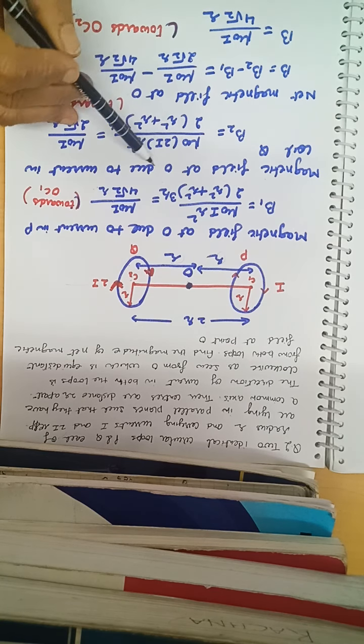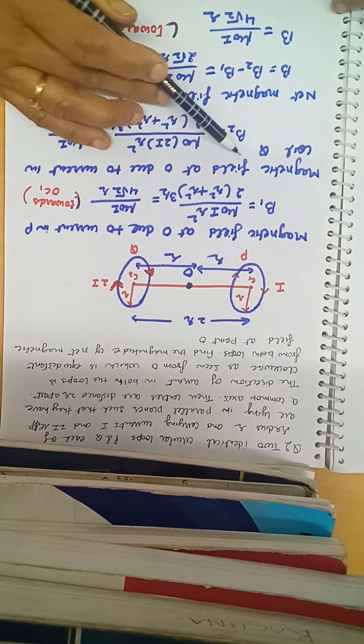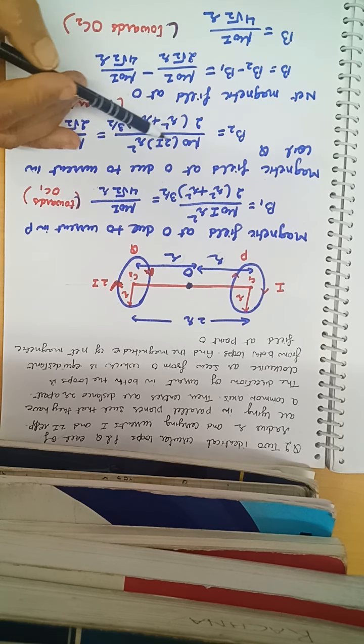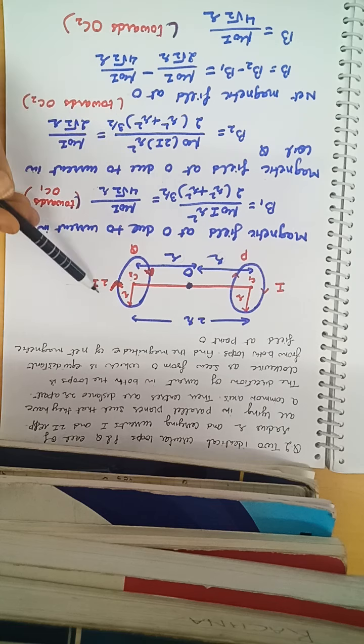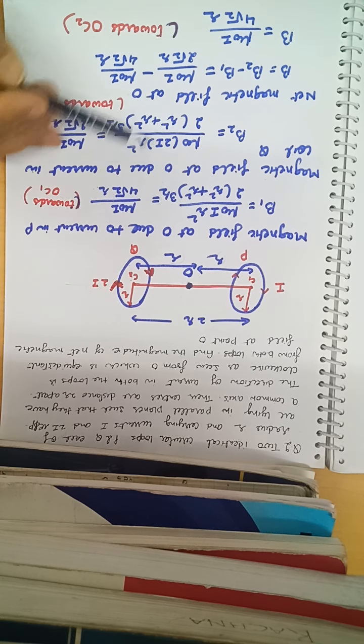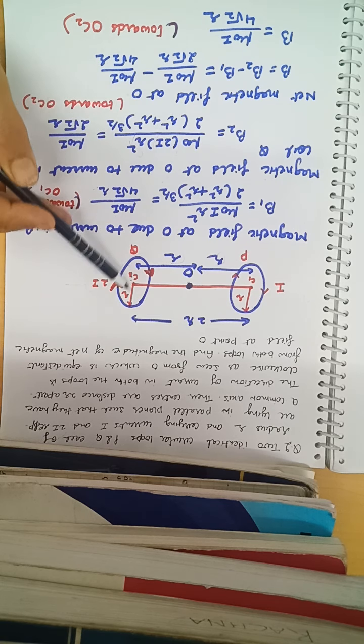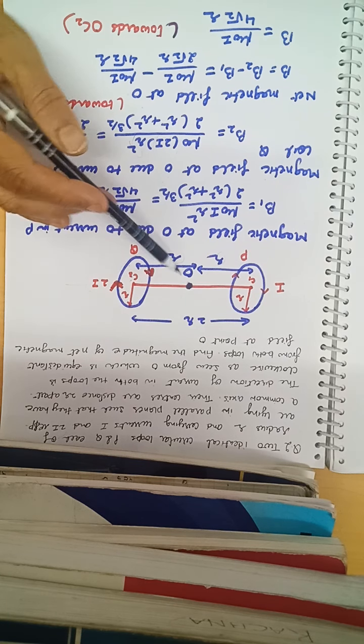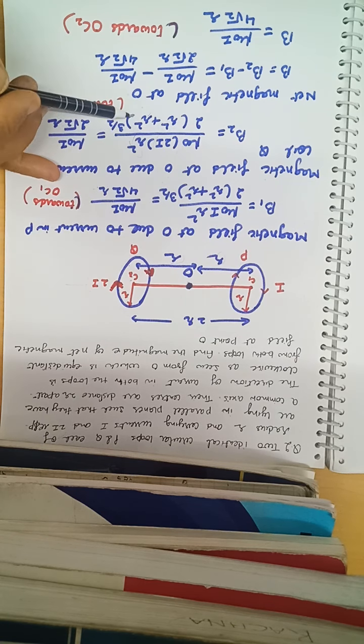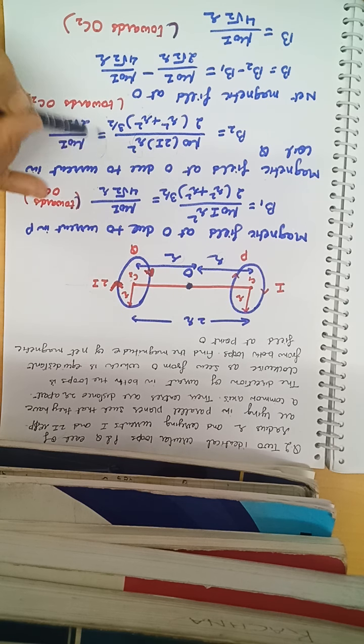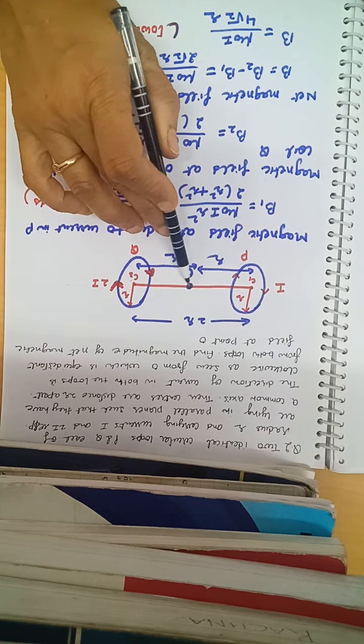And the magnetic field at O due to this current in the coil Q, B2, is equal to mu naught. What is the value of current? This is 2I. So in place of I, you will write 2I, and r square divided by 2 times (r square plus x square) to the power 3 by 2. When you solve this expression, you will get mu naught I upon 2 root 2 r. And what is the direction? OC2.